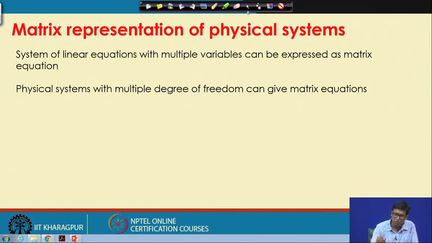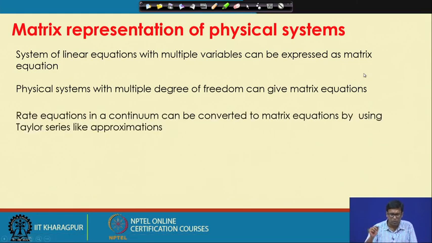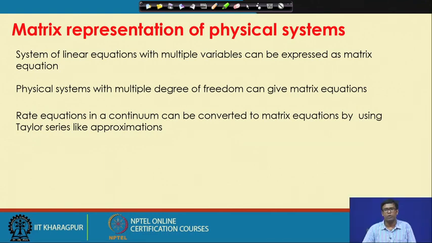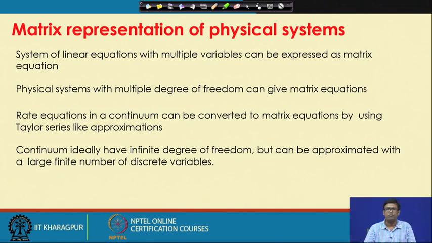Now, there also can be what is called a continuum, where it is not a collection of discrete bodies, rather it is a continuous medium like air or like an iron bar. We cannot really identify each discrete molecule here, we think of it as a continuous space where we can get rate equations, and these rate equations can also be converted to matrix equations by using Taylor series approximation and some other methods, and we will look into some of these methods in today's class. But a continuum will have infinite degrees of freedom.